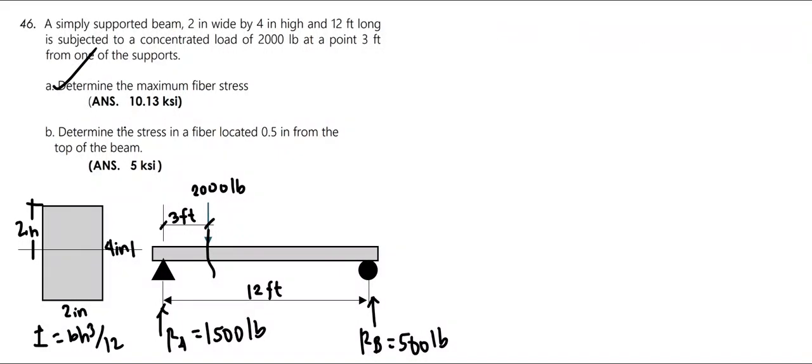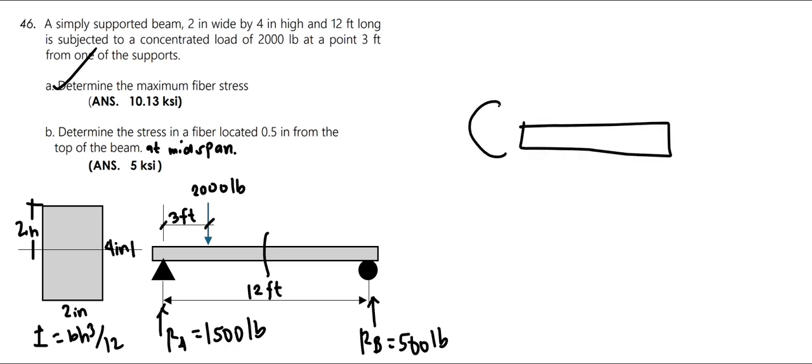And for the second problem, we are tasked to determine the stress in the fiber located 0.5 inches from the top of the beam. You should have the word at midspan, which I forgot to place. Sorry about that. Now to solve for the moment at midspan, which we need to solve for the stress, we cut at this segment here, at the middle. We expose the moment and shear. We call this M at the midspan and a shear V.